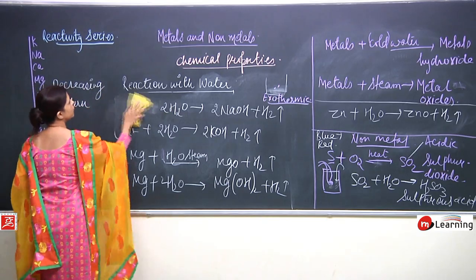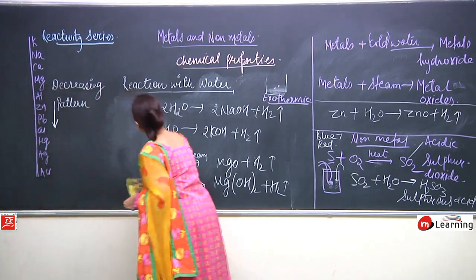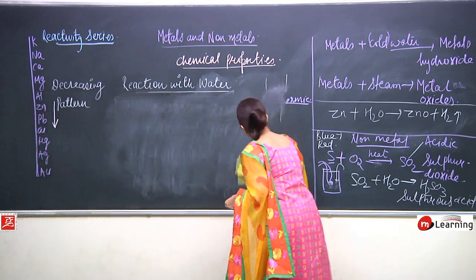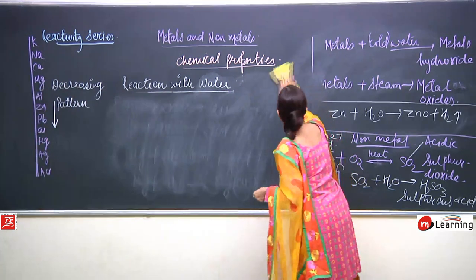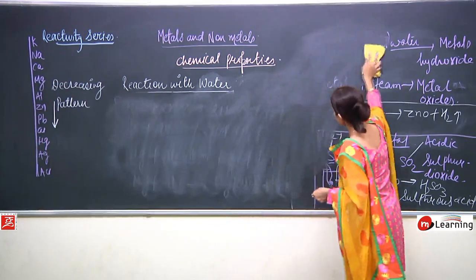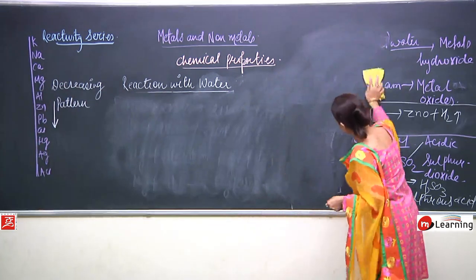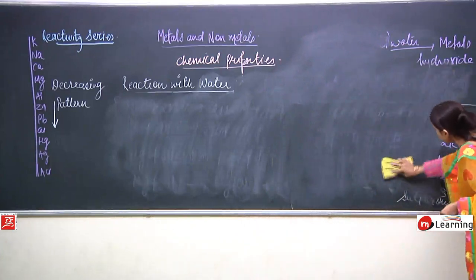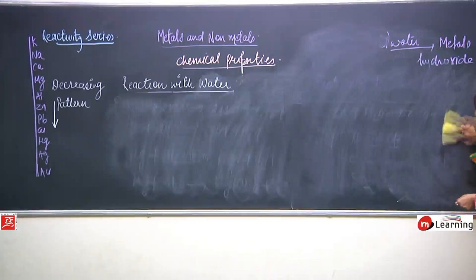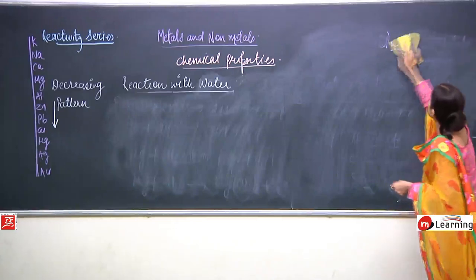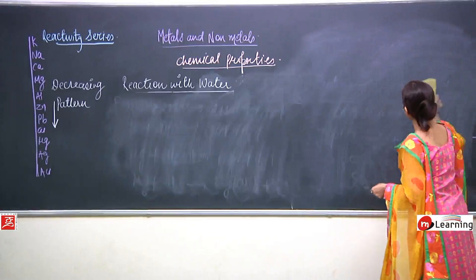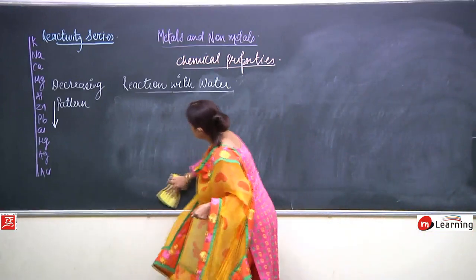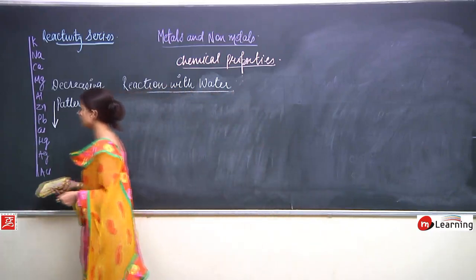Okay, now if I talk about one more non-metal, say for example phosphorus. So phosphorus is again a kind of non-metal which is very reactive, but it doesn't react with water. It doesn't react with water. So such kind of non-metals which do not react with water, but in general these are very reactive, so what has to be done?